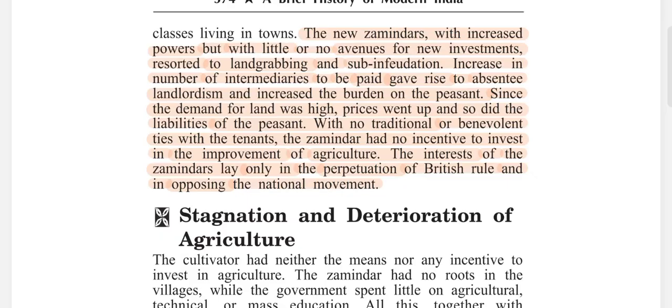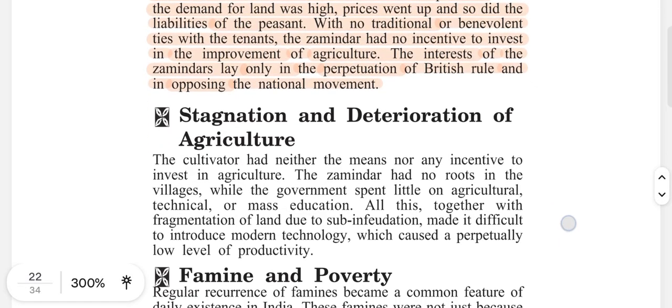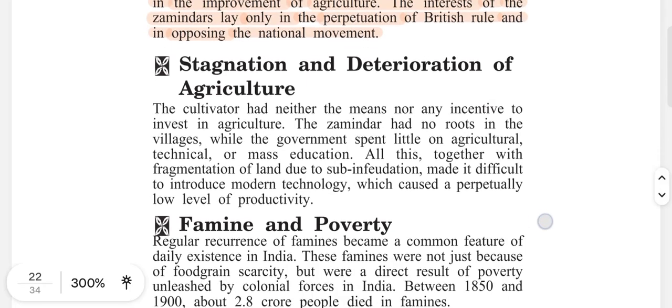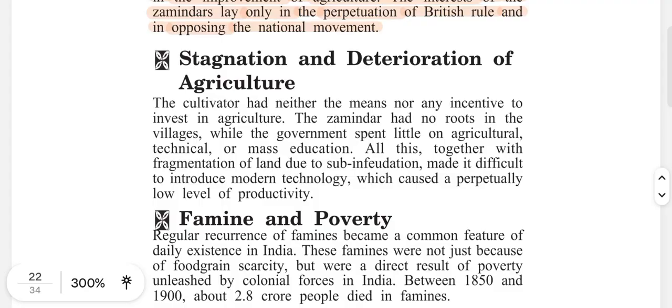The interests of the zamindars lay only in the perpetuation of British rule and in opposing the national movement. Stagnation and deterioration of agriculture. The cultivator had neither the means nor any incentive to invest in agriculture. The zamindar had no roots in the villages, while the government spent little on agricultural, technical, or mass education. All this, together with fragmentation of land due to subinfeudation, made it difficult to introduce modern technology, which caused a perpetually low level of productivity. Famine and poverty.